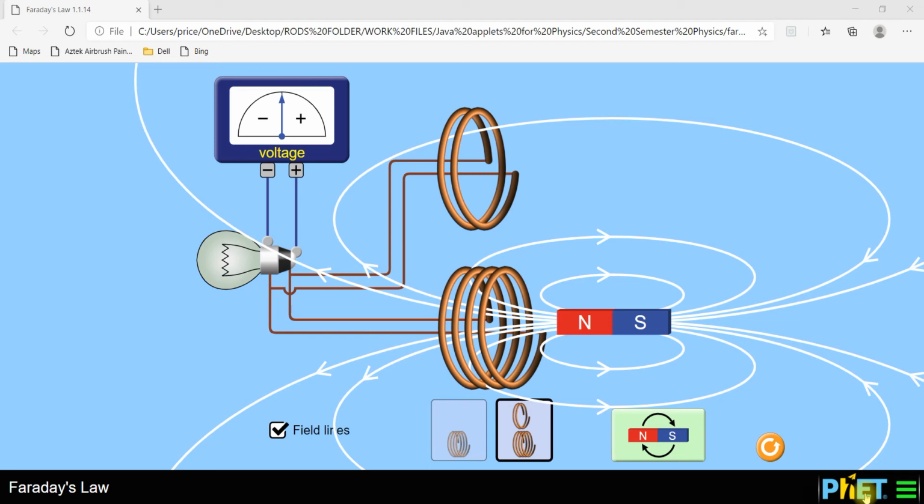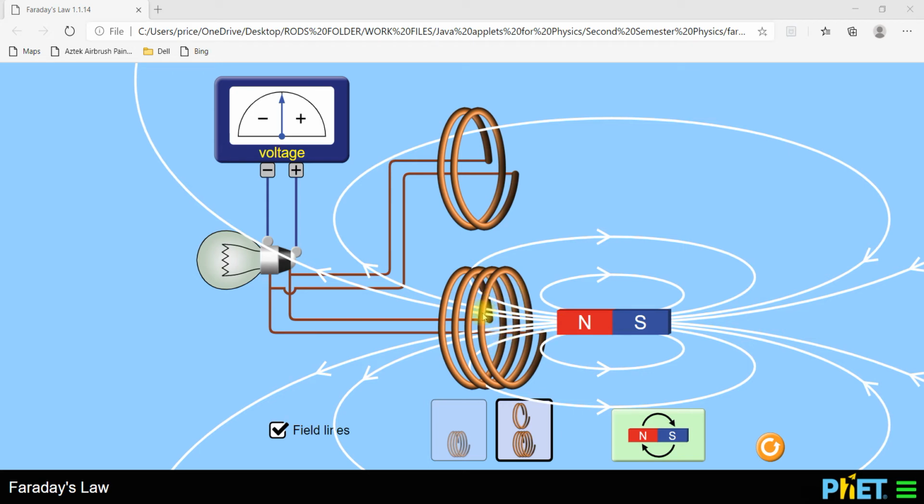I'm making this video to help you understand a little bit about what's called magnetic induction and Faraday's law of induction. What we're looking at here, and hopefully you can see my cursor on the screen, is this coil next to this magnet, and you'll notice that there's a certain number of field lines going through that coil.